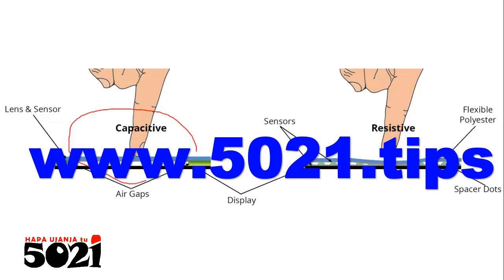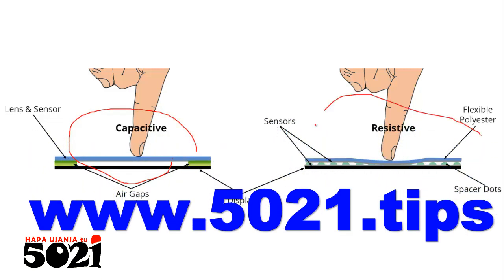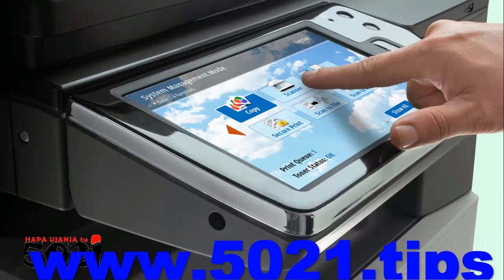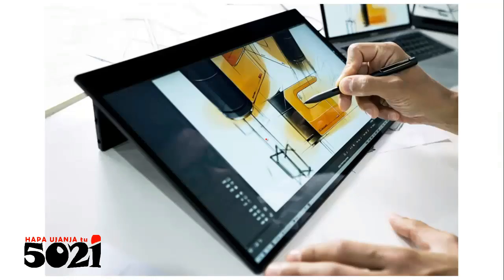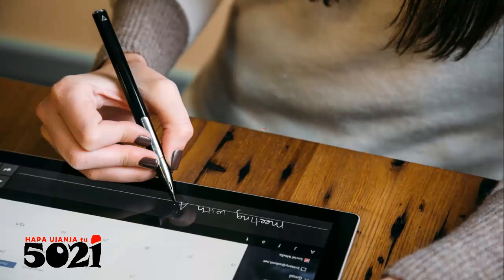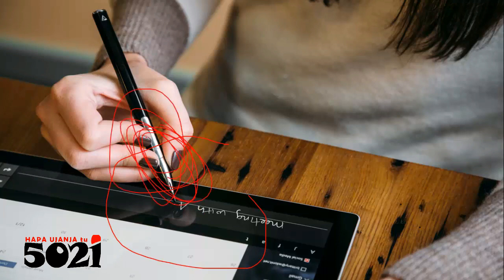Kuna zile ambazo lazima ubonyeze, uingize kidole ndani, kama hizi kwenye ATM, lazima ubonyeze ndani, au utumie kale ka pen special ambako kanaweza kukandamiza, kubinya. Kuna pen ambazo zinaweza kubinya. Kuna zingine ambazo si lazima ubonyeze, ni kugusa tu kidogo. Pen itaonyesha mbele kwa nini kuna tofauti kati ya hizi pen, right?